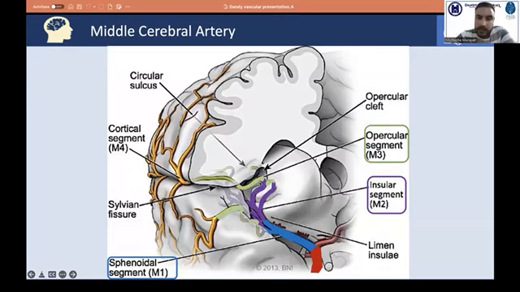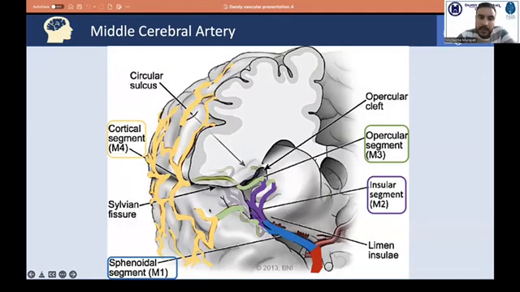Then we have the M3 segment, the opercular segment. The opercular means the lips of the brain. The lips, I mean the fronto-parietal operculum superiorly and the temporal operculum inferiorly. The artery passes above it to go from inside the brain to the outside surface, and this is called the opercular segment. And then the cortical segment, the M4 segment, which lies on the surface externally. So these are the four segments of the middle cerebral artery.